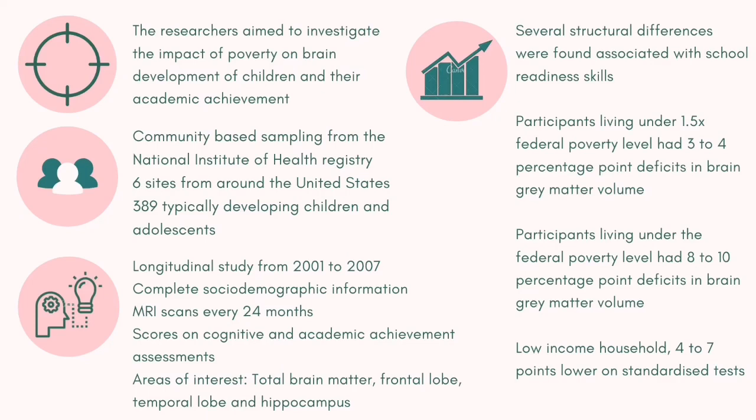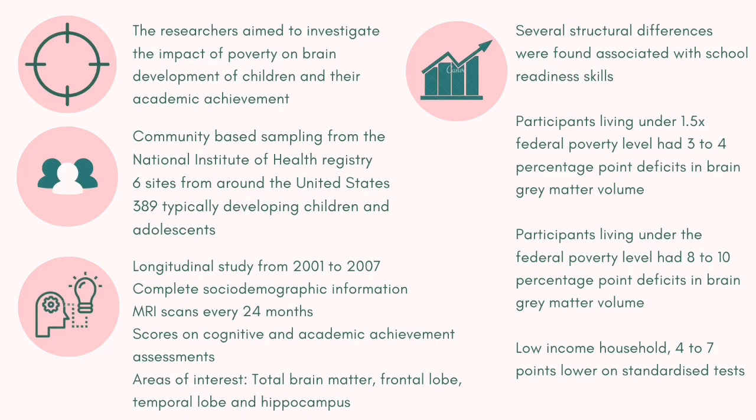Going back to the results, several structural differences were found associated with school readiness skills. Participants living under 1.5 times the federal poverty level had 3 to 4 percentage point deficits in brain gray matter volume. So if the federal poverty level is $20,000 per year for a family unit, these participants had a family unit that was earning $30,000 per year. So these were the participants who lived under $30,000 per year.